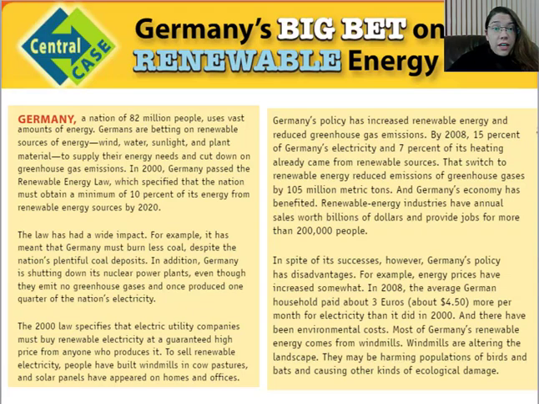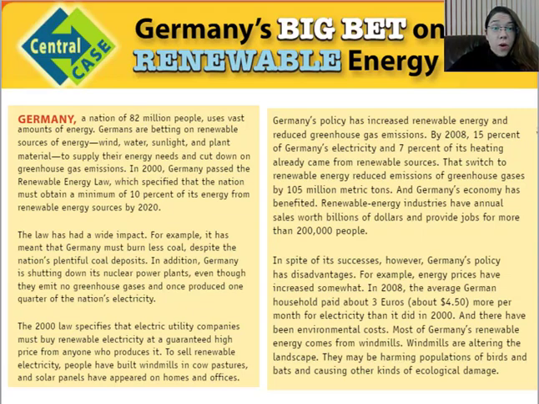Germany, a nation of 82 million people, uses vast amounts of energy. Germans are betting on renewable sources of energy, wind, water, sunlight, and plant material, to supply their energy needs and cut down on greenhouse gas emissions. In the year 2000, Germany passed the Renewable Energy Law, which specified that the nation must obtain a minimum of 10% of its energy from renewable energy resources by the year 2020, which is where we are today.